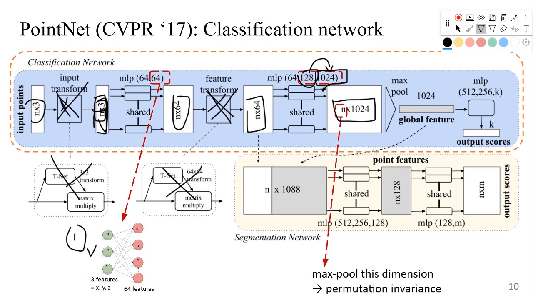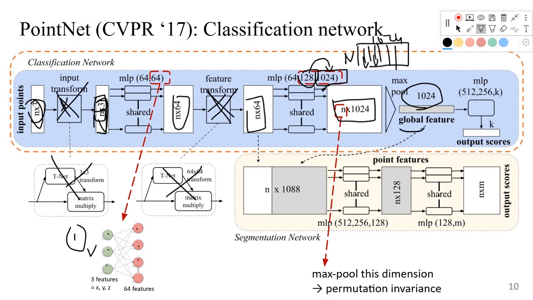And again, we will have this max pooling, and we will max pool this dimension. We have n here, and we will have 1024 dimensions. We will max pool for every column here. This column take the maximum, this column take the maximum. Again, no matter if we shuffle the order of these points, the output of this will be the same. So that's why this can achieve permutation invariance.